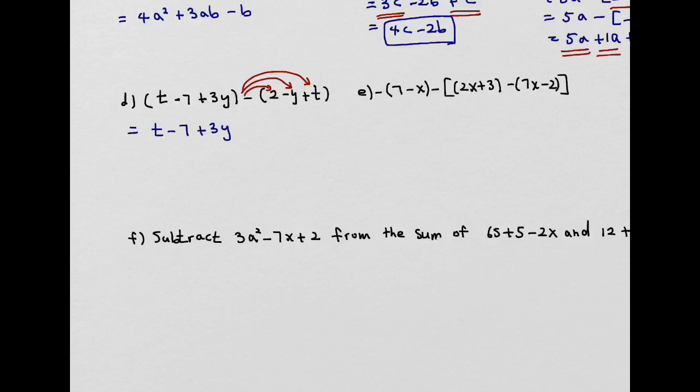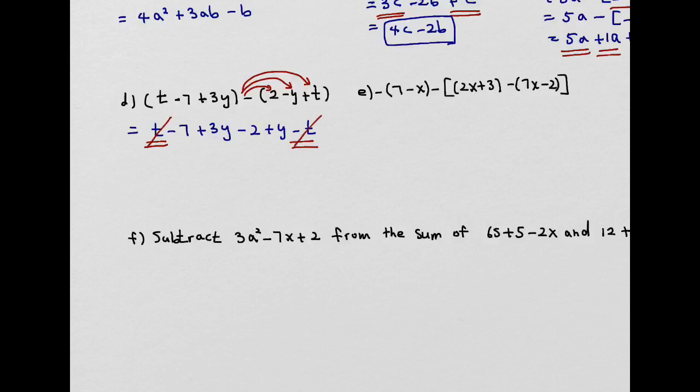And then when you open the second parenthesis, you distribute negative, so it will be negative 2 plus y and negative t. Once it's all open, now you can find the like terms. So I have positive t, negative t. They're like terms, but they're exactly opposite. One is 1, the other one is negative 1, so they're going to cancel each other out.